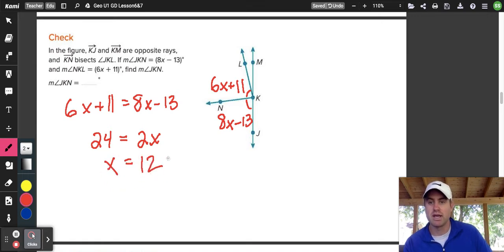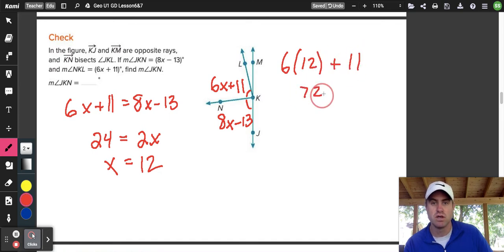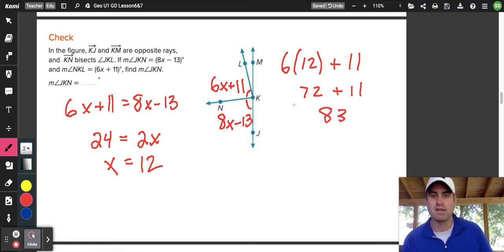And then we need to plug it in to one of our angles since they're equal. I'm going to plug it into the top. 6 times 12 plus 11. 6 times 12 is 72. And 11 is 83. So therefore, each of these angles has a measure of 83. So we'll go ahead and write that over here in our little answer line.